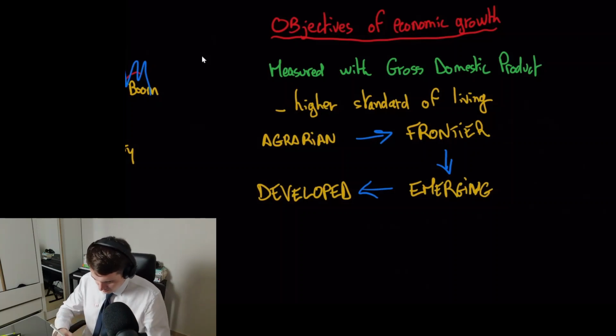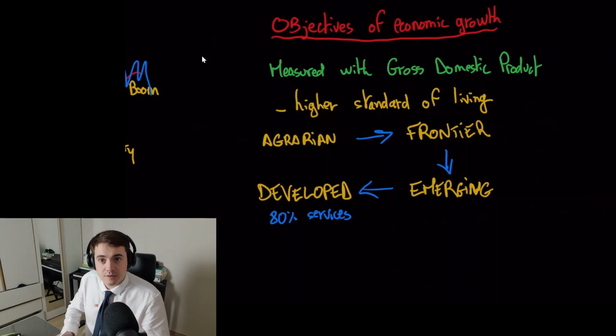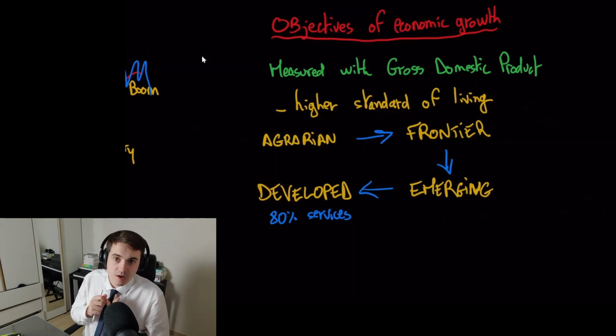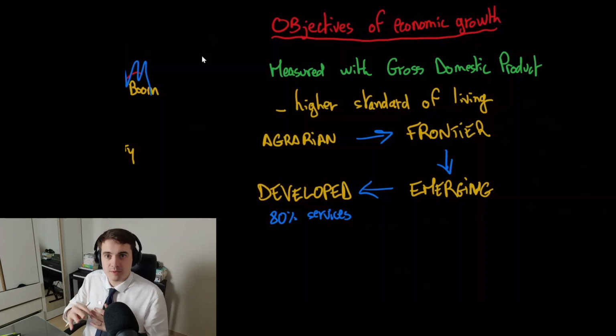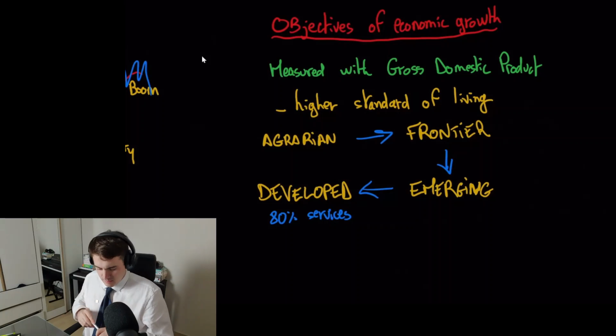So in developed, you will have 80% services. Right? It's all lawyers, doctors, and accountants. Emerging will be more a balance, 50-50 services manufacturing. Still lots of factories, right? Frontier will be more factories than services. So emerging places like China, India, Southeast Asian countries that are quite rich but are not as developed yet as Western countries.